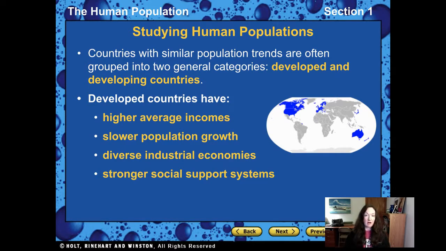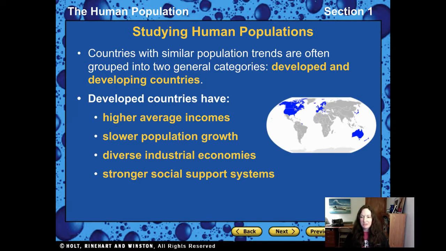But there are higher average incomes in the US than there are in a lot of different developing countries. There's slower population growth. We're going to talk about some of the reasons why that is, but population does not increase as substantially once a country becomes industrialized, once it becomes developed. There are diverse industrial economies. What does that big long statement mean? It just means that there are a lot of different jobs that you can get in a developed country.